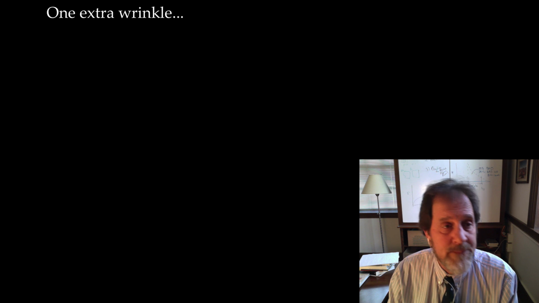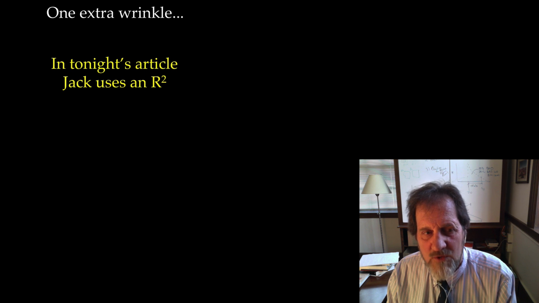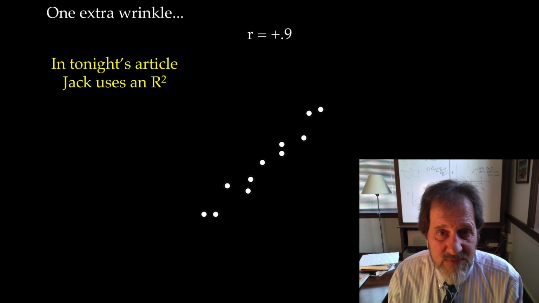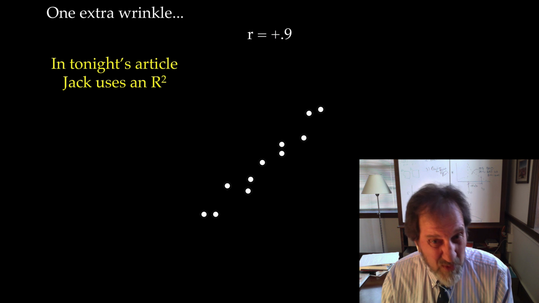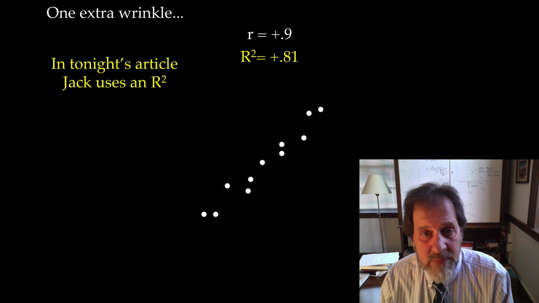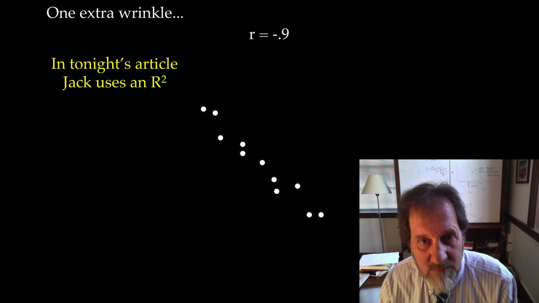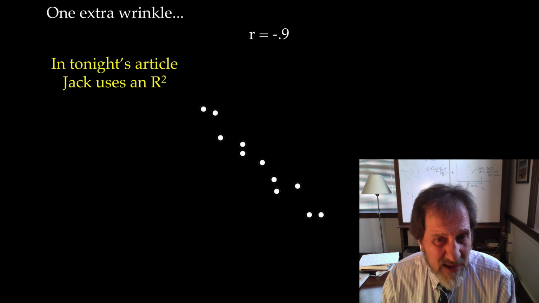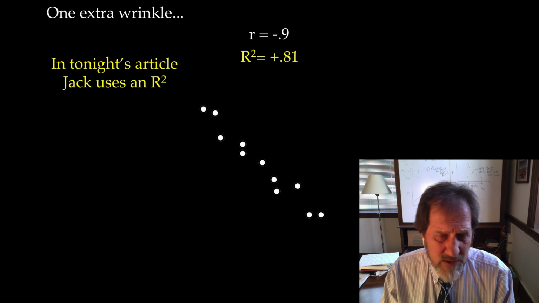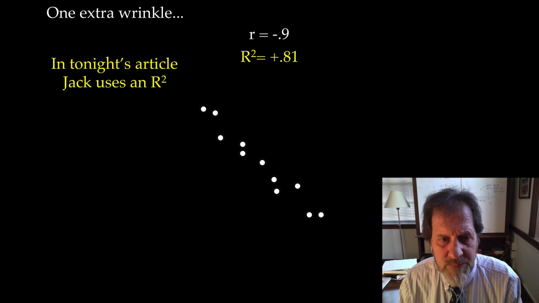How about that? Okay, an extra wrinkle. In tonight's article, Jack uses an R squared. So if the R is +0.9, the R squared will be 0.9 squared, which is 0.81. Now here's a problem. If the R is -0.9 and I square -0.9, that's also going to be an R squared of 0.81. So now when you square the R, you lose any information about the slope. You'll have to look at that in the picture.